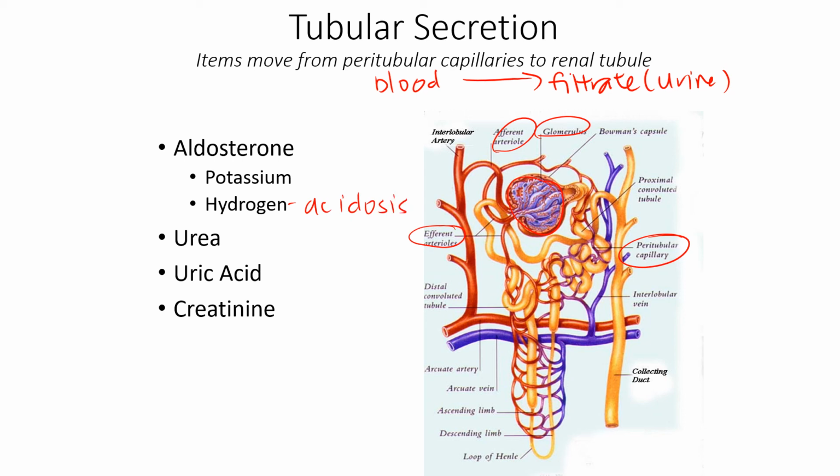Urea, uric acid, and creatinine are all waste products of some form of metabolism. Urea is a waste product of protein metabolism, while uric acid is a waste product of RNA metabolism. We know that creatinine is a waste product of muscle metabolism, and this one is used for renal clearance calculations because it can be filtered and secreted, but it's typically not reabsorbed. So we don't see the levels in the bloodstream tending to increase. So I'll make a note here. This one is great for renal clearance calculations.